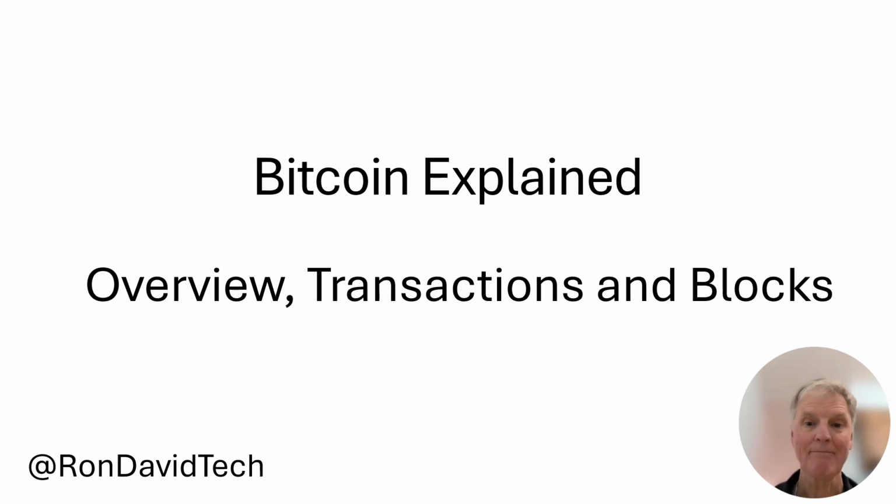Welcome back. The first video in this series explained the two cryptographic concepts that are fundamental to Bitcoin and other cryptocurrencies: hash functions and digital signatures. Now let's take a high-level look at the Bitcoin network itself, and then two fundamental data structures in the network: transactions and blocks.